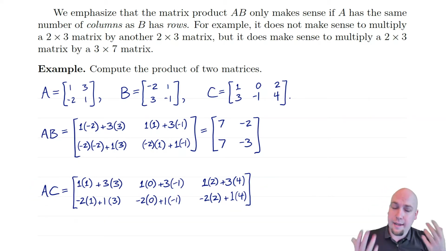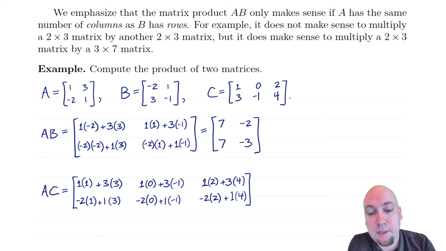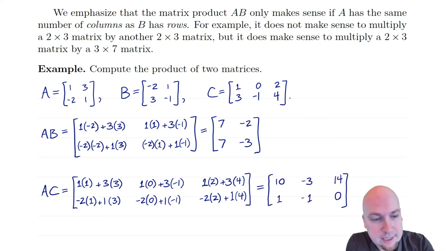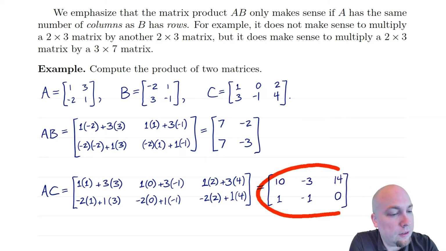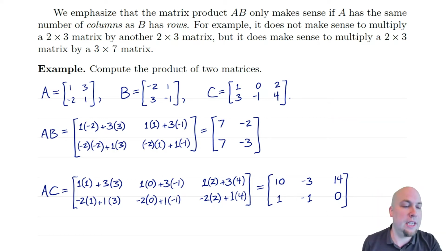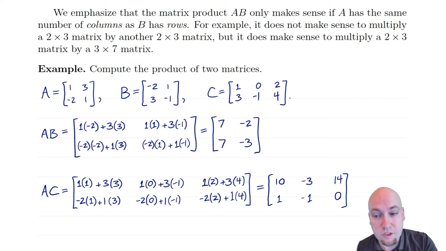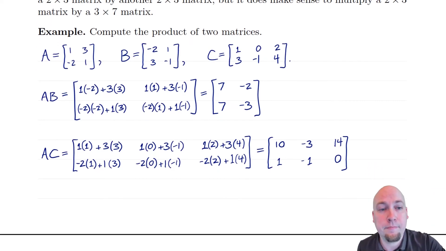And then again, you just actually do that computation in each of those entries. 1 times 1 plus 3 times 3, well, that's 1 plus 9, that's 10. And similarly for all of the other entries in the matrix. So we find that this is our product here. Okay, our product of A times C is this 2 by 3 matrix in this case.